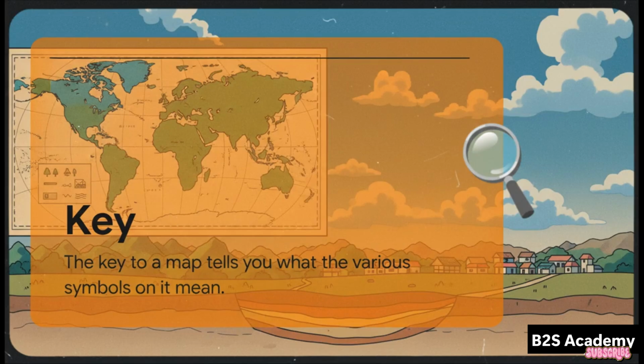And of course, if the symbols are the secret code, then the key is your decoder ring. It's the little box, the legend, that tells you what all those squiggles and shapes actually mean. Without a key, a map is pretty much just abstract art. But with it, it becomes this incredibly powerful tool.